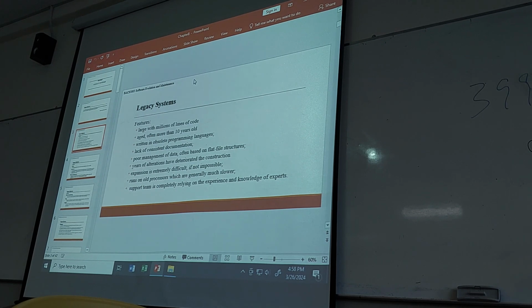Difficult. Lack of consistent documentation. Yes, lack of documentation. And then poor management of data. The database is quite messy, or maybe they're just not using a database. They use a text file to store data. The changes throughout the years have spoiled the construction, the architecture of the system already. So difficult to expand.